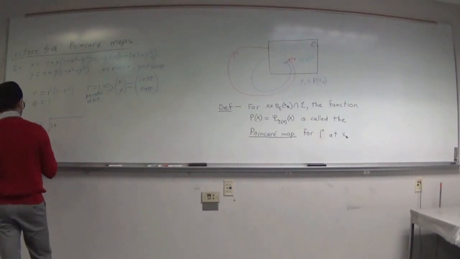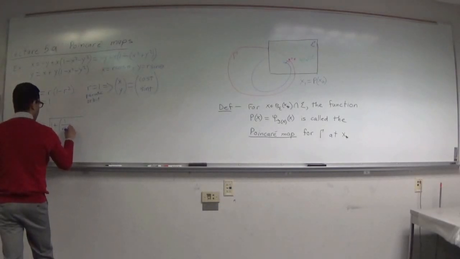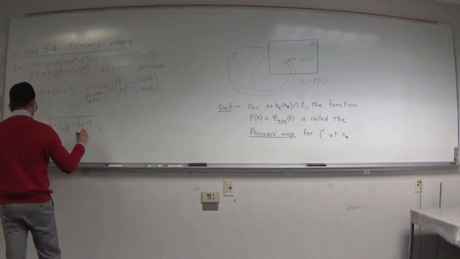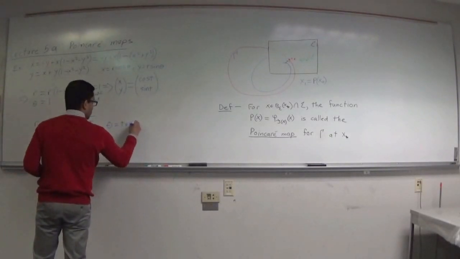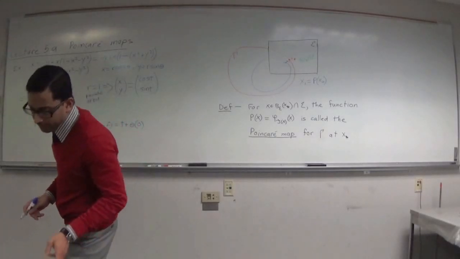So r is going to be 1 plus (1 over r of 0 squared minus 1) times e to the negative 2t. And the theta equation is going to be theta equals t plus theta of 0. So we're going to get that if we solve it.